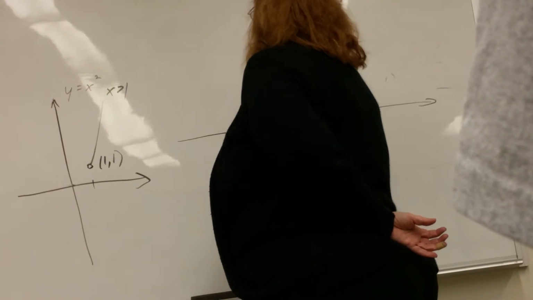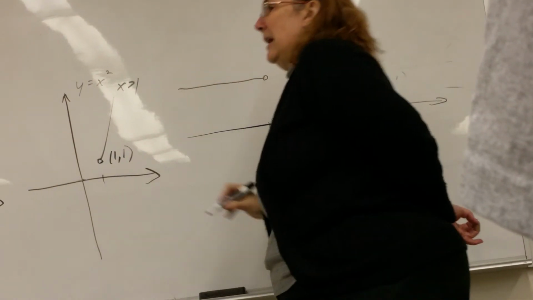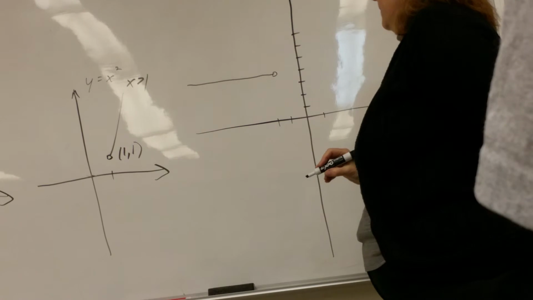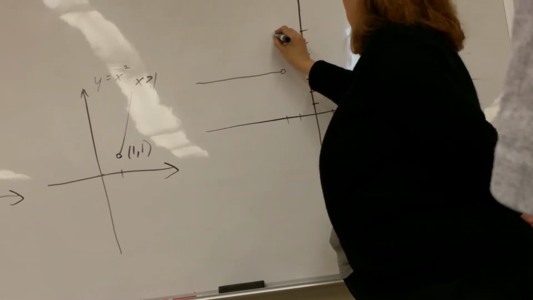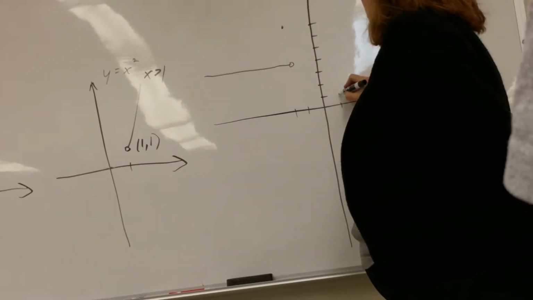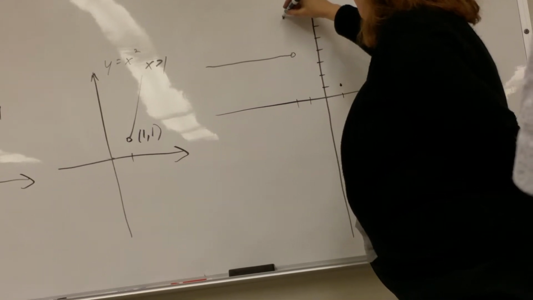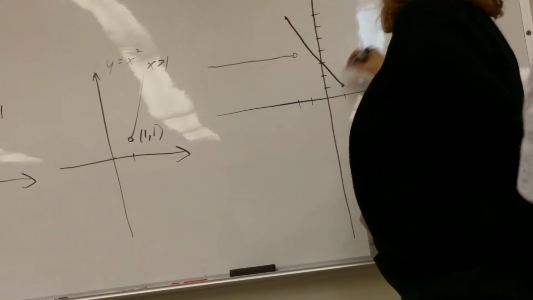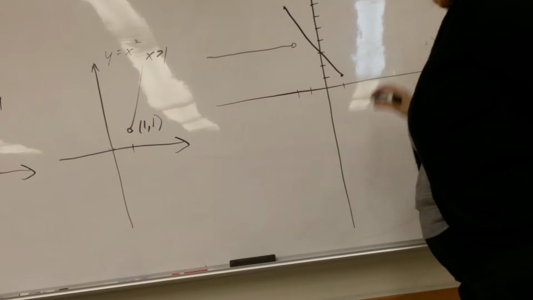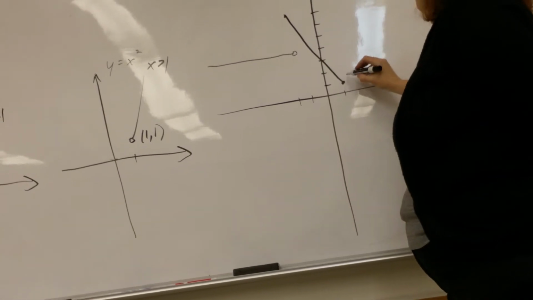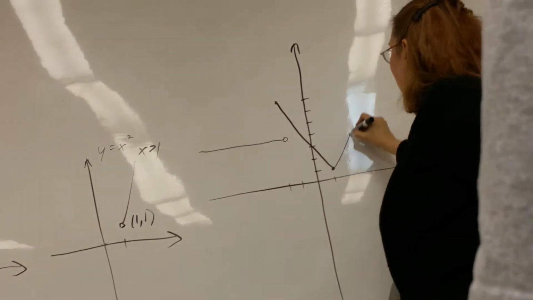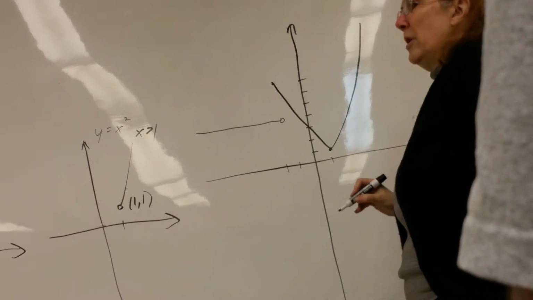-2, 4, and the horizontal line to the left. A slanted line from -2, 7 to 1, 1, including the endpoints. And then a piece of the parabola from 1, 1.